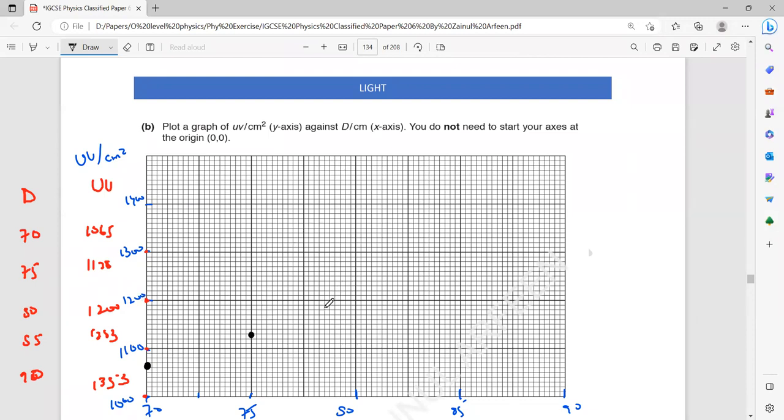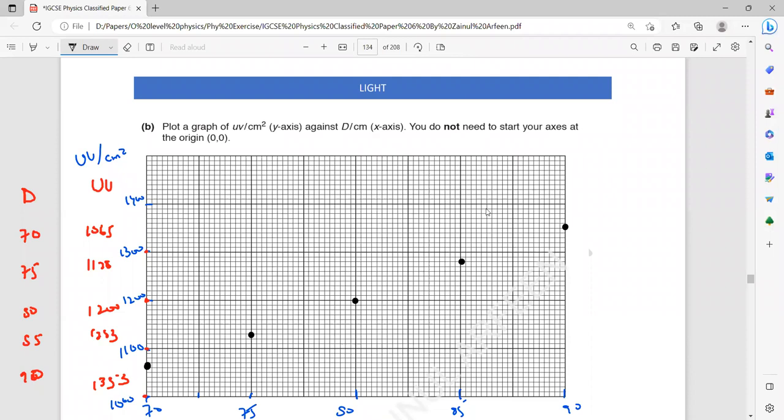Then at 80, it is 1200. So this will be the point. At 85, it is 1283. So 1283. And then at 90, it is 1301, 1353. So 5 boxes, 1, 2, 3, 4, 5. So it will be here. So these are the points.